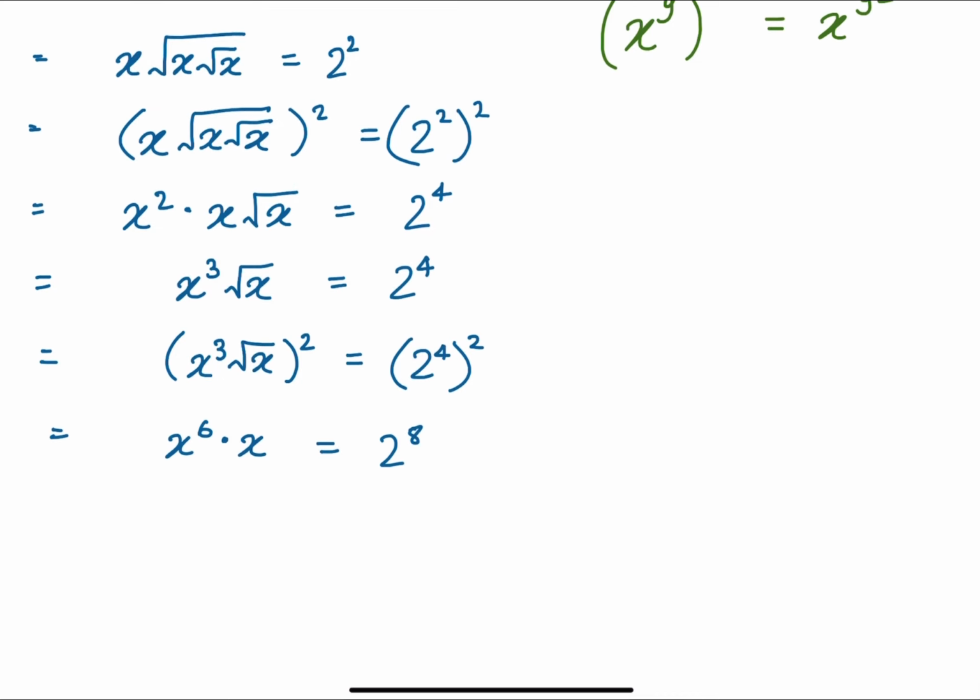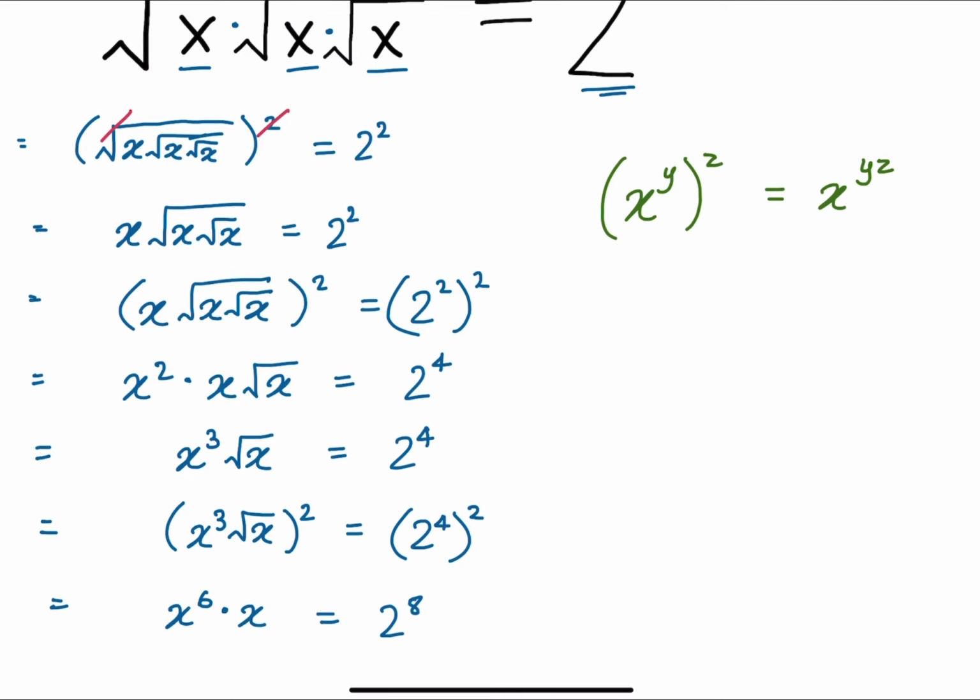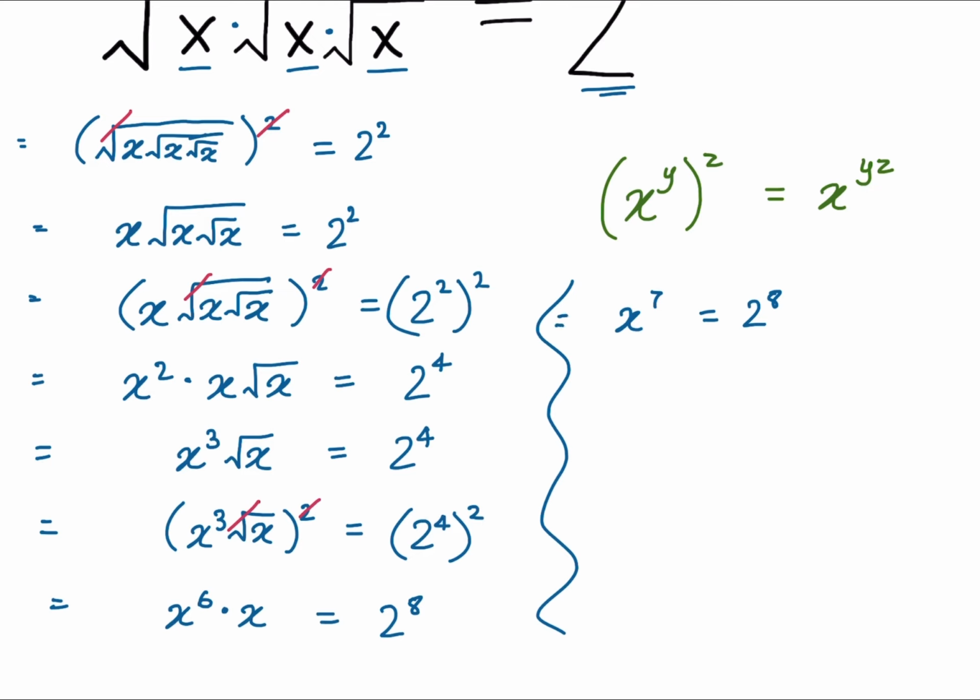Now, if we continue this, I'll continue on this side of the page. So what we have over here now is x to the power 7. And on the other side of the equation, we have 2 to the power 8. So let's continue with our question. We have x to the power 7 is equal to 2 to the power 8. So now what do we do with this?